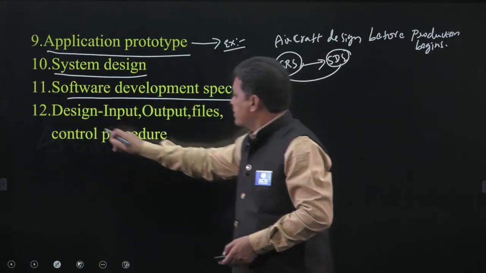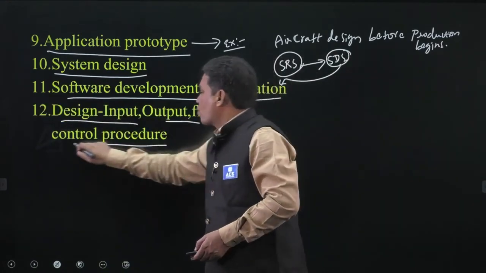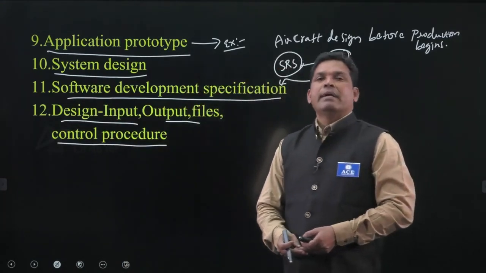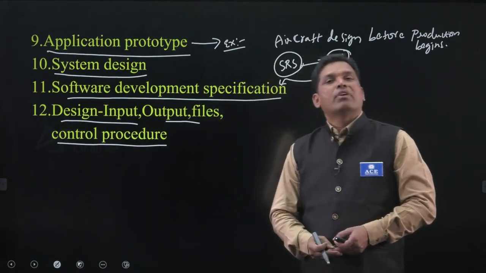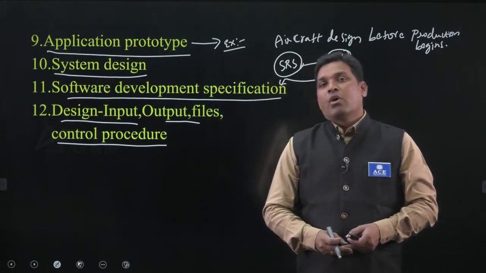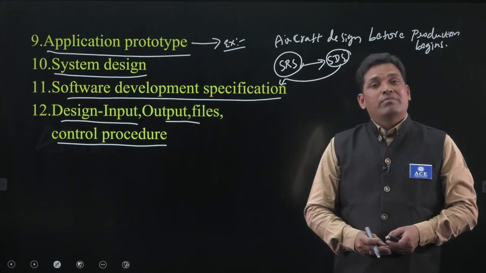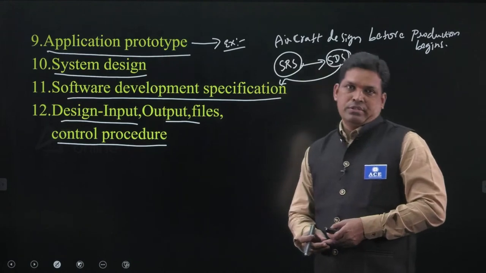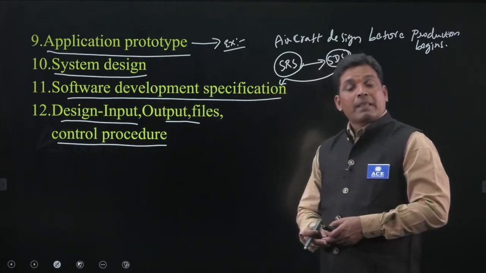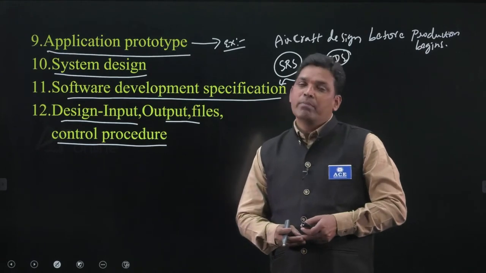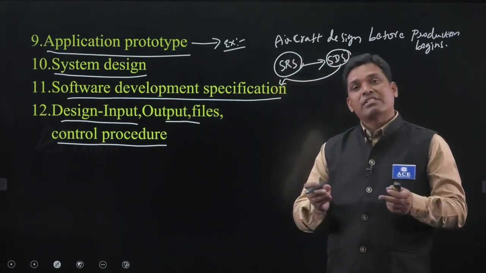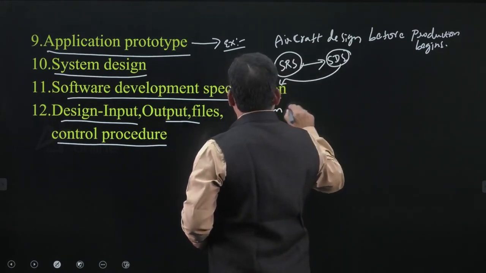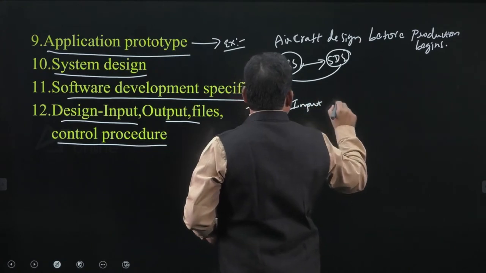Coming to the next, design input, output, files and control procedures. So how to design the input for any software system? The design of input specifies the quality and accuracy of the software system. So the design input should maintain quality and accuracy. Any software system can take inputs through various devices. One of the devices used for design input is a capture device.